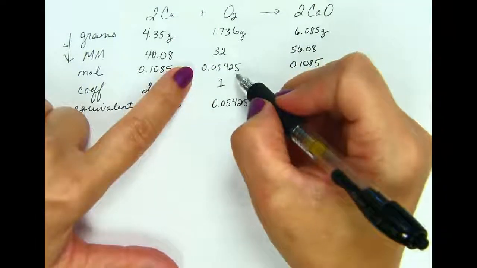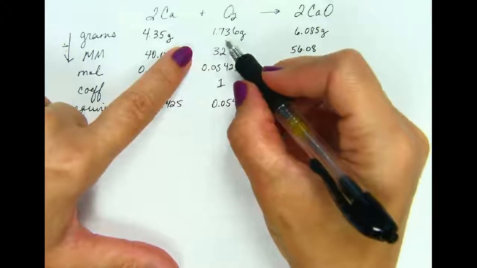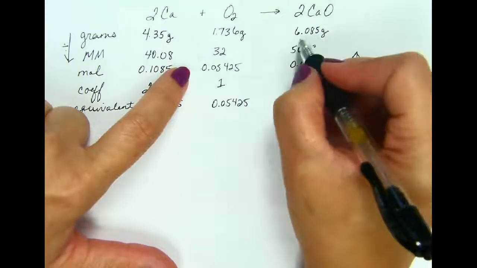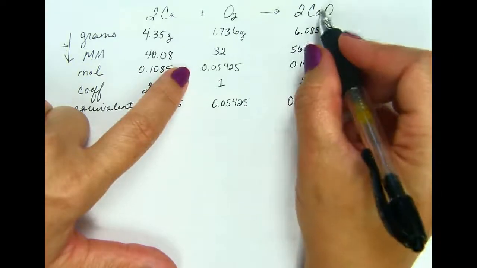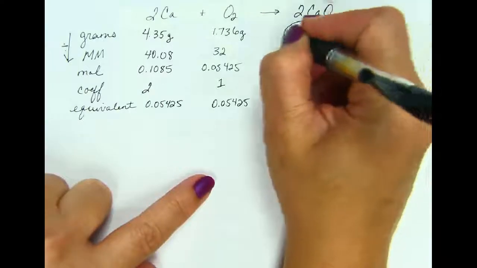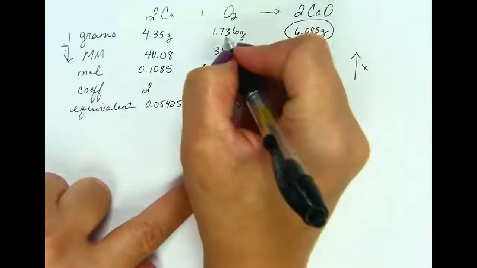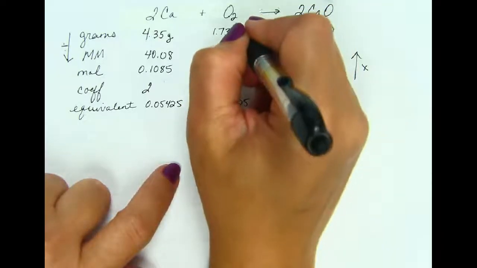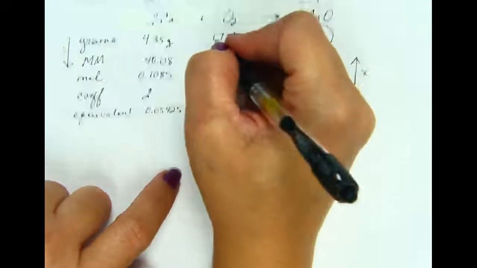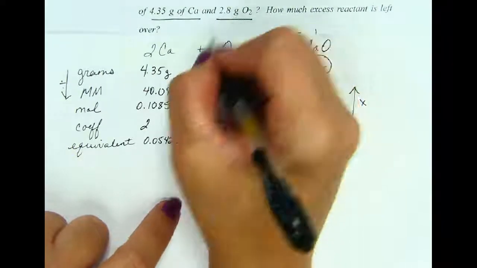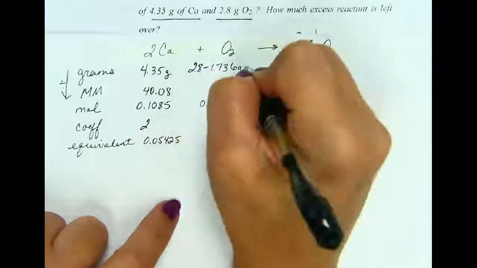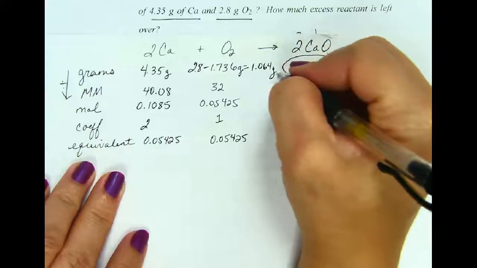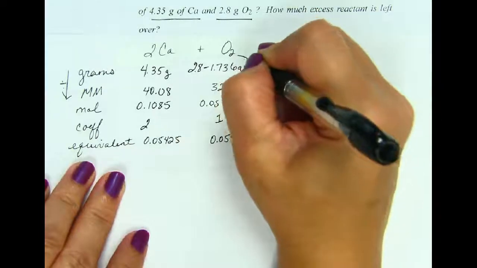The 0.05425 times 32 gives me 1.736 grams of oxygen, and 0.1085 times 56.08 gives me 6.085 grams of calcium oxide. So this is how much calcium oxide we're going to yield. This is how much oxygen we're going to consume. And because we want to know what is the excess, we'll take the original amount of oxygen, which was 2.8 grams, and we will just subtract it from the consumed amount in order to get 1.064 grams of excess oxygen.